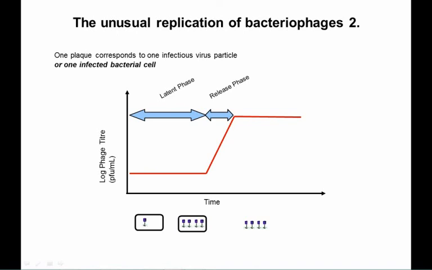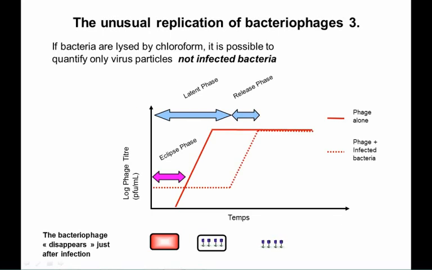So you can lyse infected cells and release the bacteriophage that are inside. So this was what was done in the next experiment. They lyse bacteria with chloroform, and that means that you're looking at virus particles, but not in the infected bacteria. So if you do that, the dotted line is what we had before. You've got the latent phase, and it goes up. The solid line here is what happens in this experiment when you lyse the infected cells with chloroform.